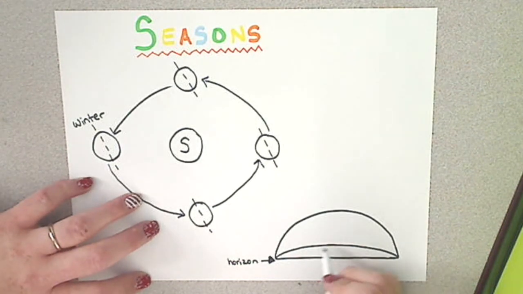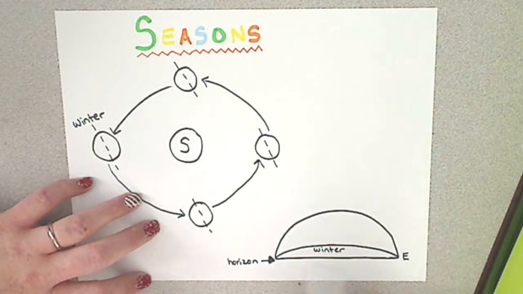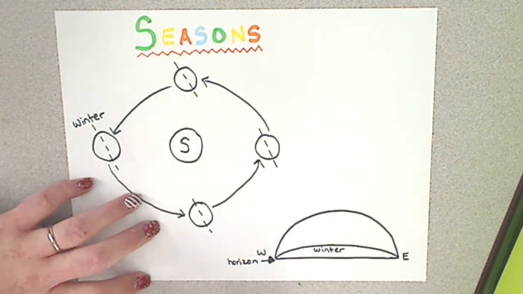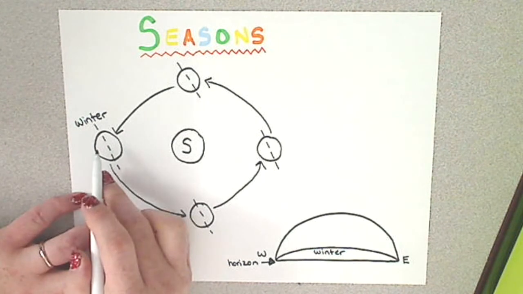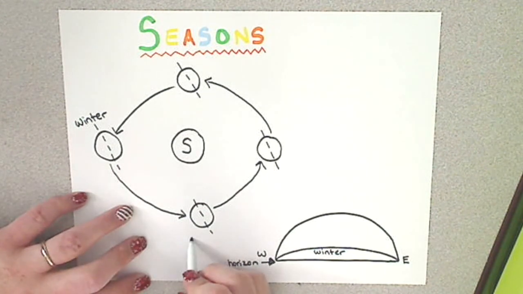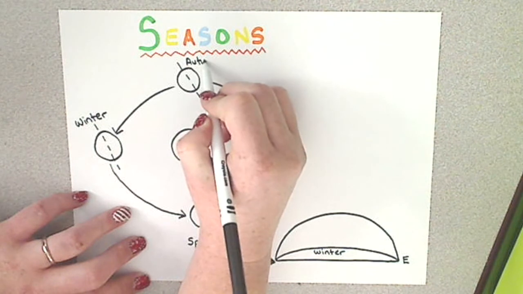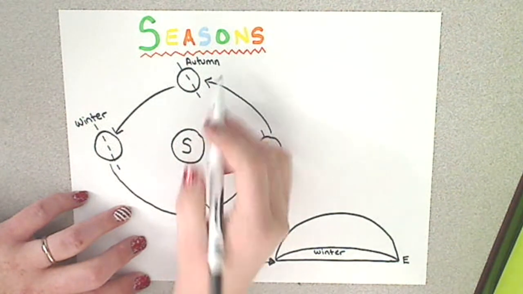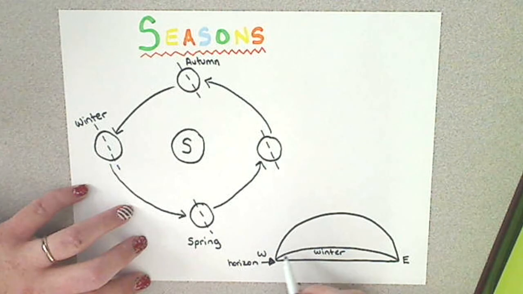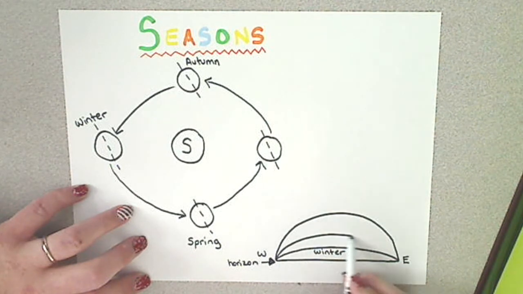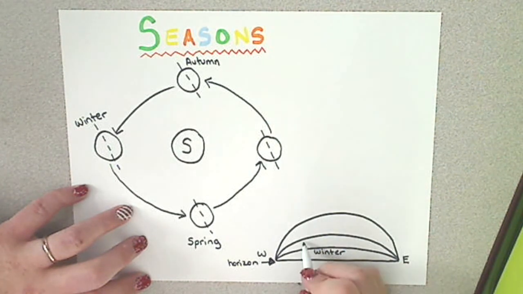Okay, so we have winter. Starts in the east, sets in the west, and we can even label this east, west. And then we come to spring. Now spring and autumn, or fall, either one, spring and autumn have a very similar path. It's a little bit longer than winter.